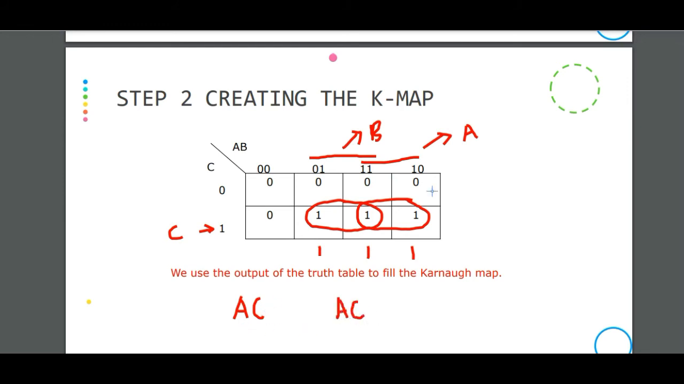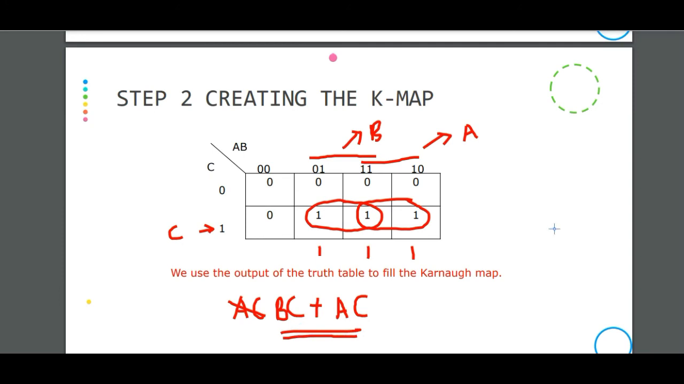I'm sorry, this shouldn't be A and C, this should be A, B and C. And this should be A and C. So since the sum of products is the answer, we are going to put a plus mark here. So this will be the answer for the Karnaugh map.